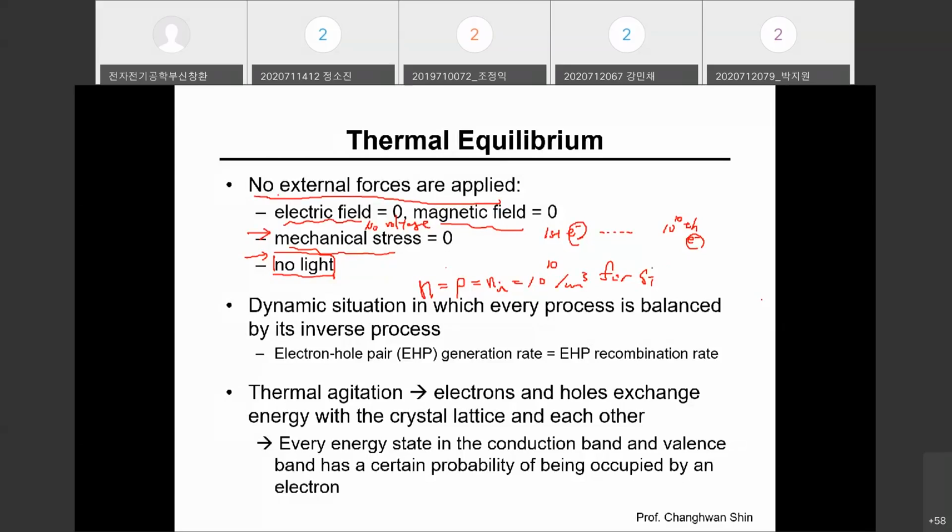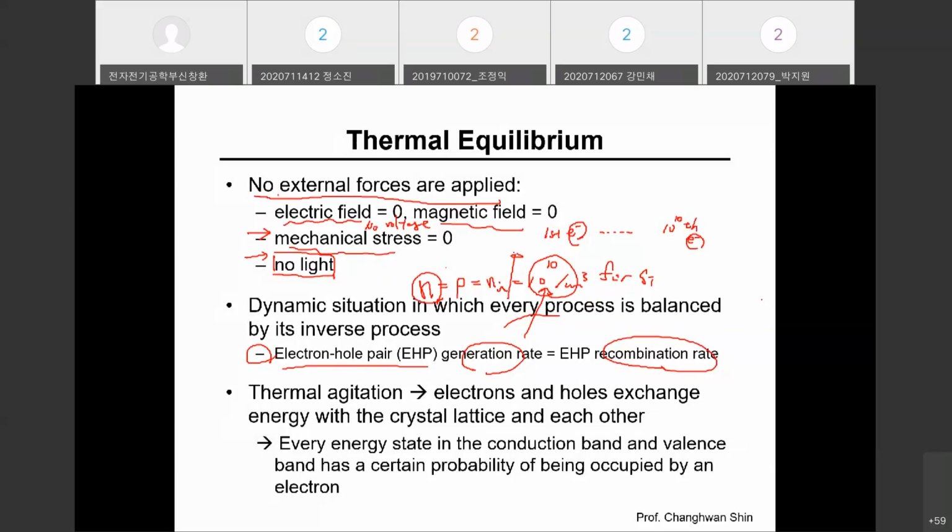So in this second bullet, you can see that the electron-hole pair generation rate should be equal to the recombination rate. Then we can keep this 10 to the 10 number. Otherwise, if the EHP generation rate is slightly higher than the EHP recombination rate, then the number of free electrons keeps increasing over time. Okay?